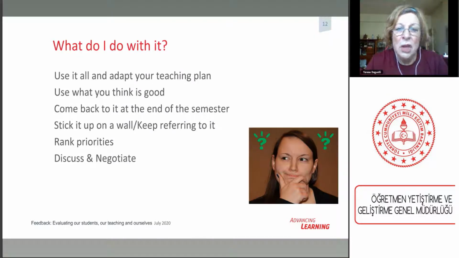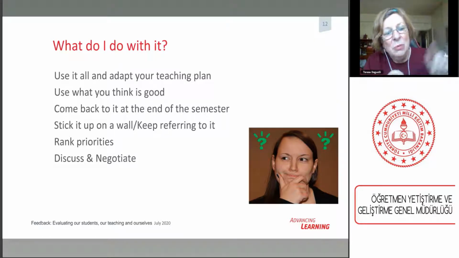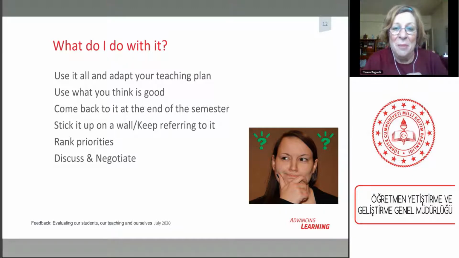they've given you. If you're in class, you can stick it on the wall, and you can keep looking at it and saying, well, you wanted this, here we go, we're going to have some of this today. So you can keep referring to that. They may change their ideas about certain activities they like, so you can change the priorities as to what activities or methods you use, and you can keep discussing and negotiating with the students.